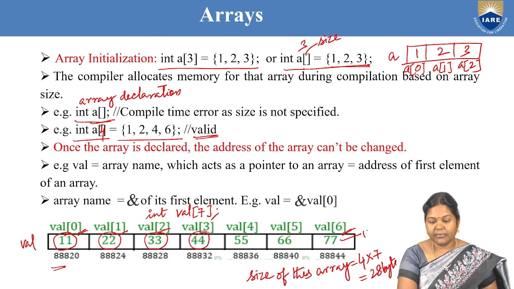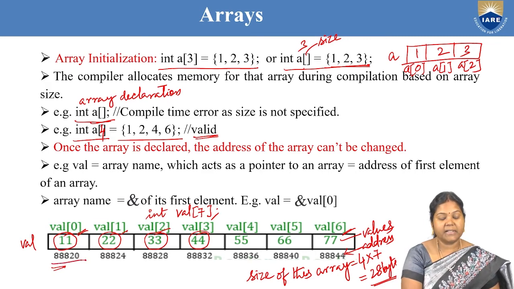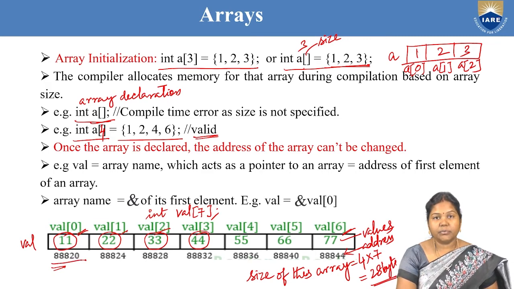So these are the values. And these are the addresses, the memory addresses where this 28 bytes of space the array has got. So that will have a starting address. For example, it is 88820 up to 88844. So these are the addresses it has got.